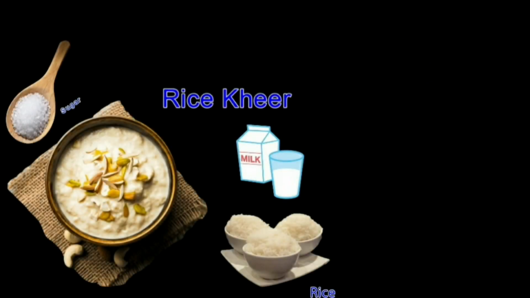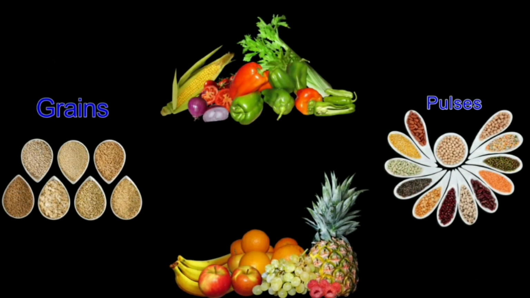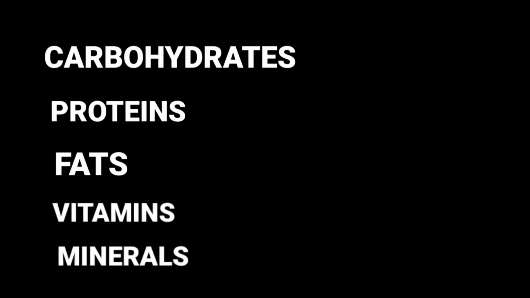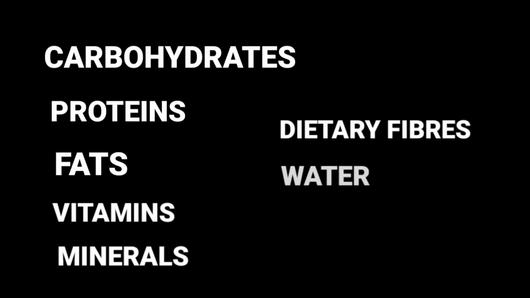We know that each dish is usually made up of one or more ingredients which we get from plants or animals. These ingredients contain some components that are needed by our body. These components are called nutrients. What are the components of food? The components of food are carbohydrates, proteins, fats, vitamins, minerals, fiber, and water.